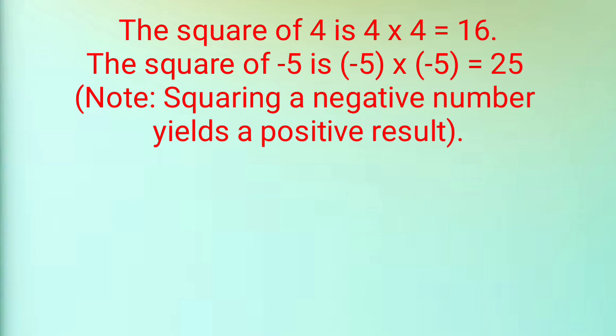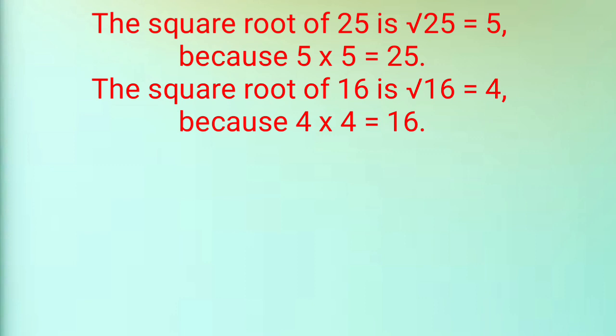Square roots. The square root of a number is the value that, when multiplied by itself, gives the original number. It is the opposite operation of squaring. For example, the square root of 25 is square root 25 equals 5, because 5 x 5 equals 25. The square root of 16 is square root 16 equals 4, because 4 x 4 equals 16.